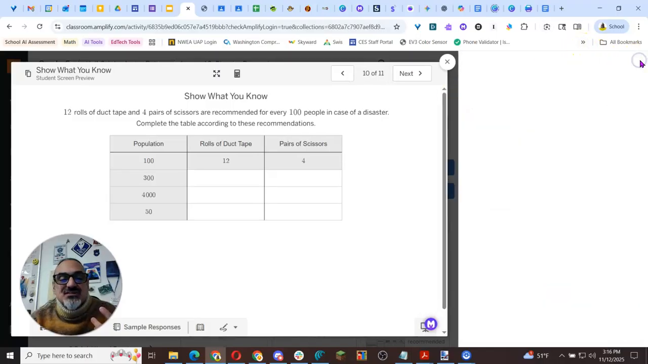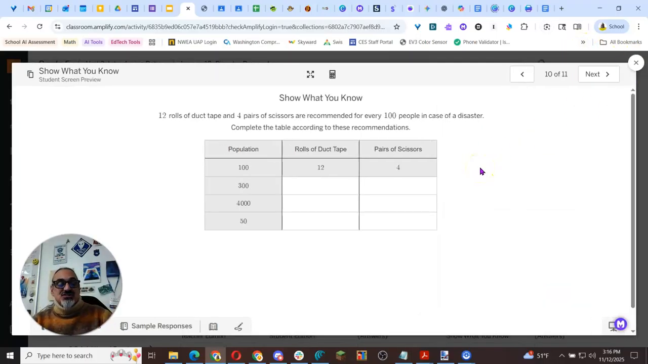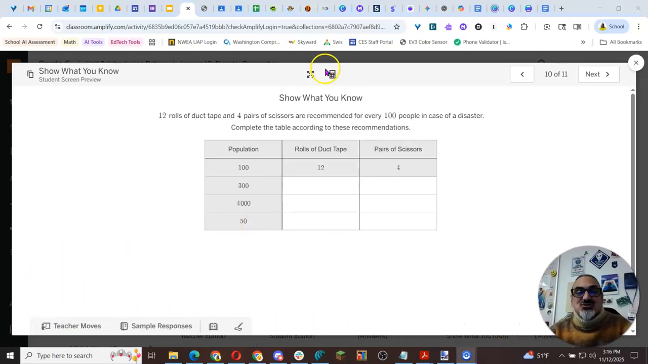Let's get rid of this. I wanted students to use their computer screens, and I told them it gives you access to a calculator, because if you don't know the math, the calculator will give you the right answer, but it won't be the right one for the problem. So kids were figuring out that if I'm going from 100 population to 300, I'm scaling up by a factor of 3. 100 times 3 gives me 300, so I have to triple the amount of duct tape. So they have to figure out 12 times 3.